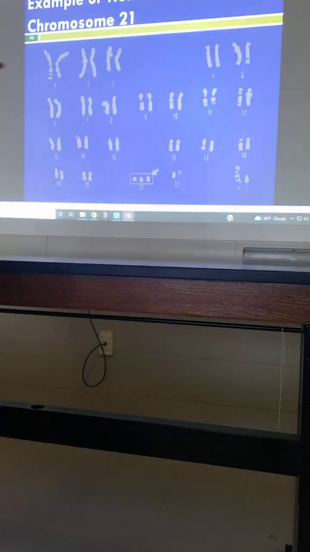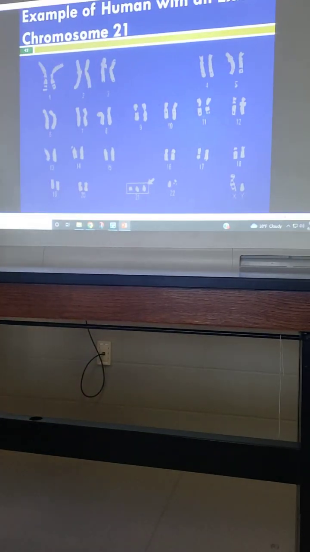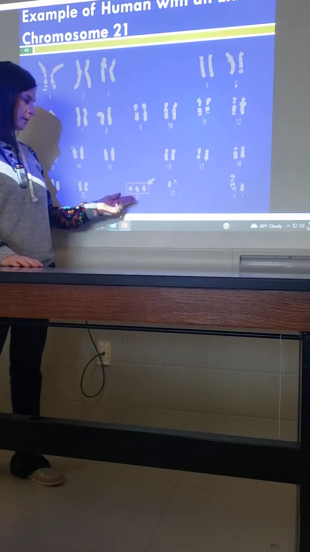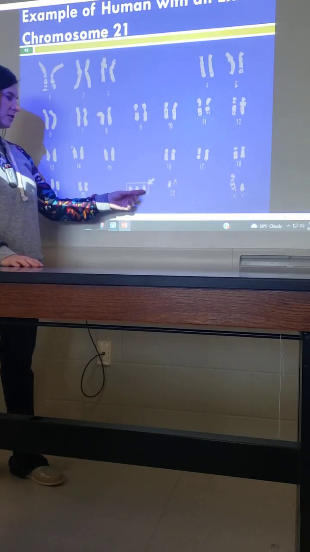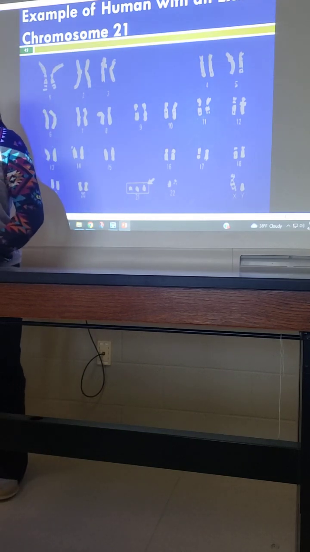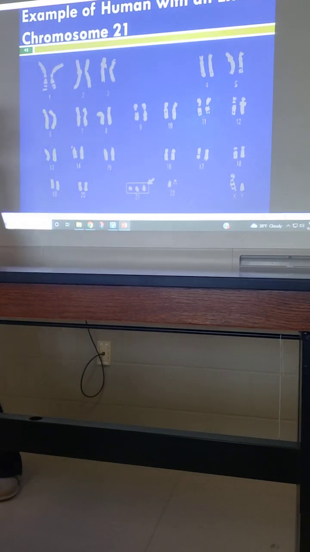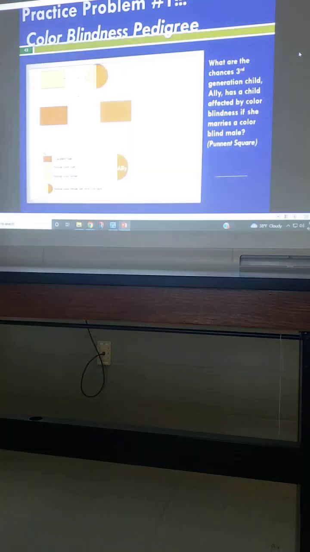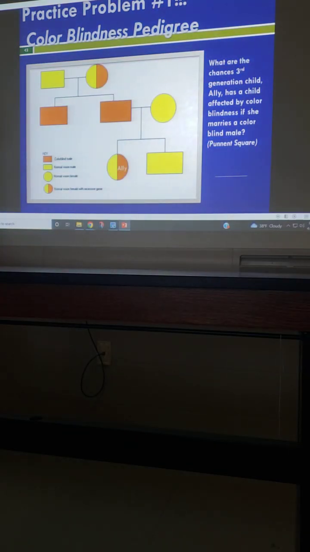Right, and this is what it would look like if you looked at the karyotype of an individual that had Down syndrome. You can see here that there is that extra chromosome. So more is not always better, unfortunately. All right, so let's take a look, and again, looking at pedigrees, they'll give you information.